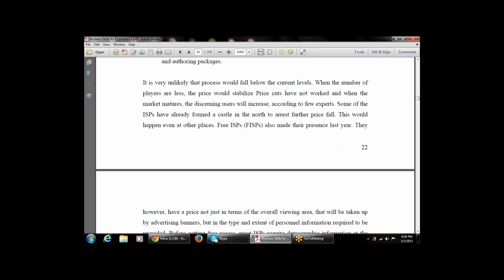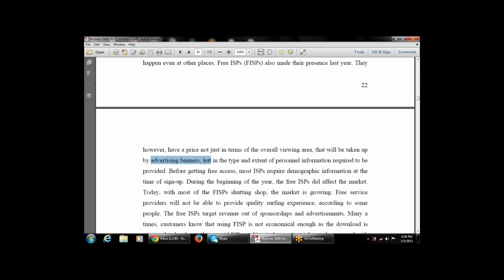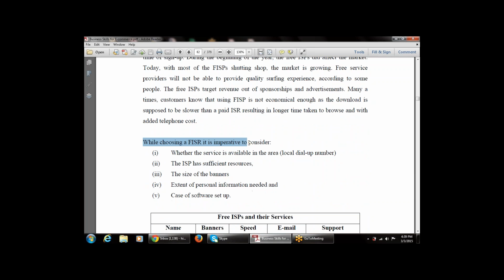And sometimes the free ISPs have also made their presence in the last year. They, however, have a price, not just in terms of the overall viewing area that will be taken up by the advertising banners, but in the type and extent of personal information that is required to be provided. So while choosing the ISP, it is imperative to consider.